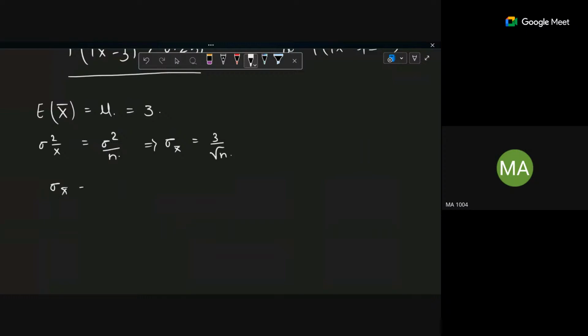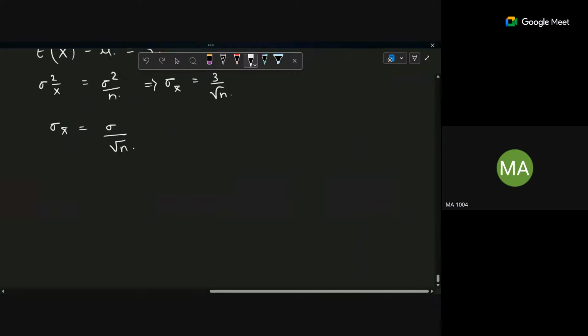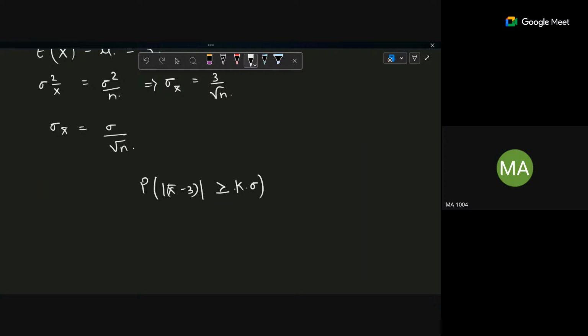Sigma x bar will be sigma upon square root n. Fine. Then, probability that my x bar minus 3 is greater or equal to, let's say, some k sigma. I will just find it in a generalized way. Is it fine if I start like that?